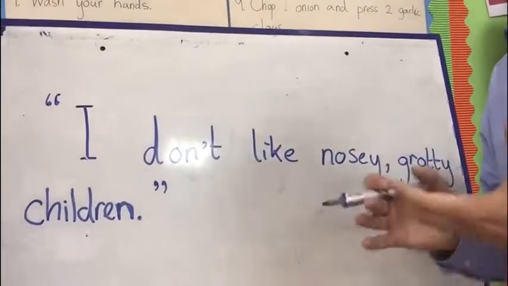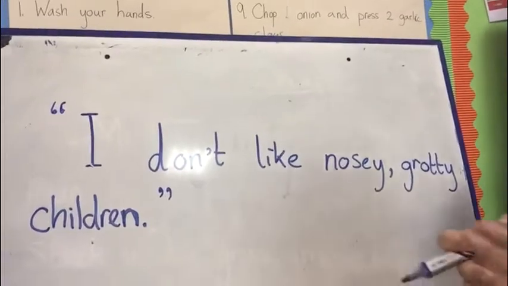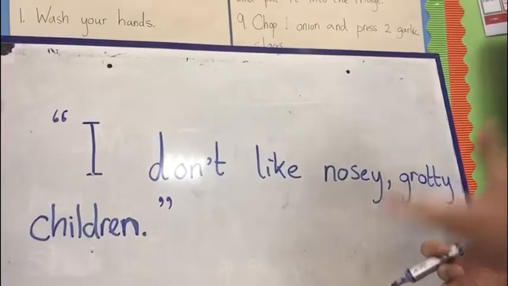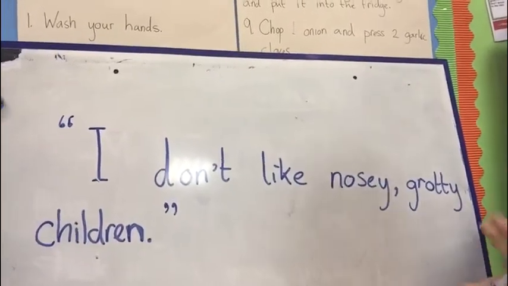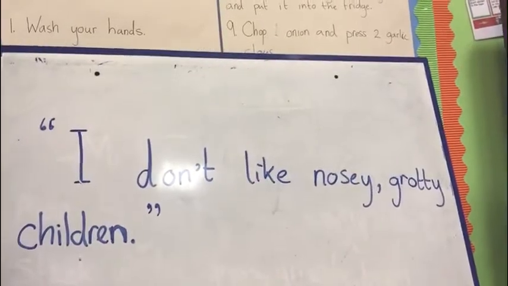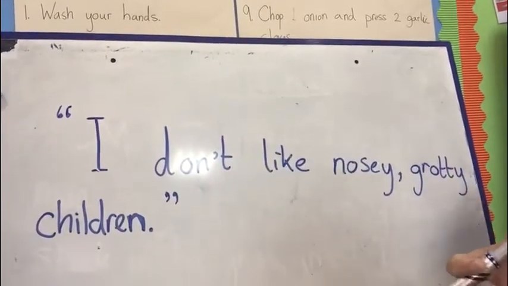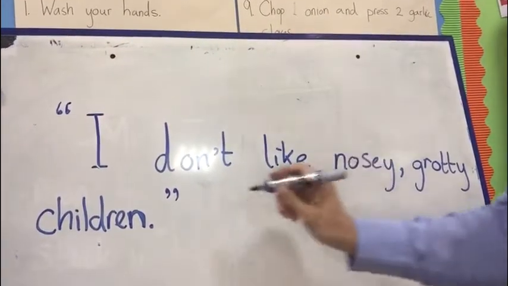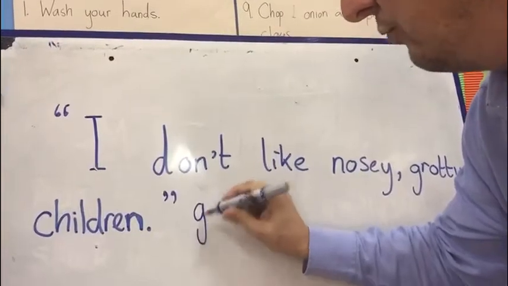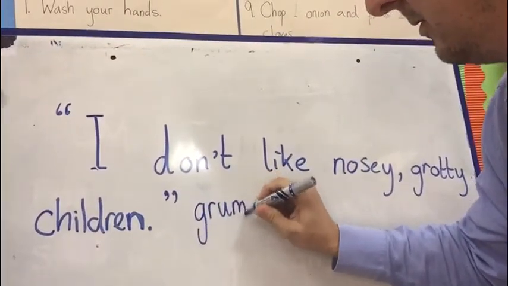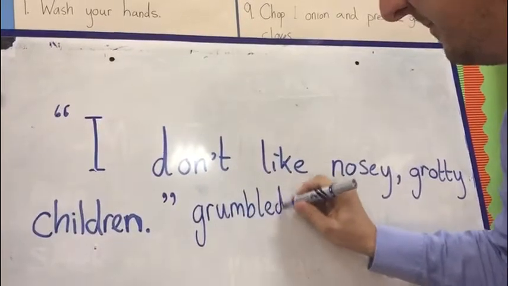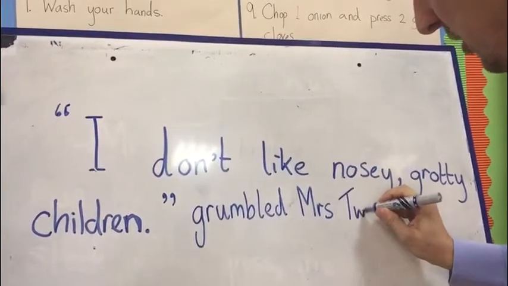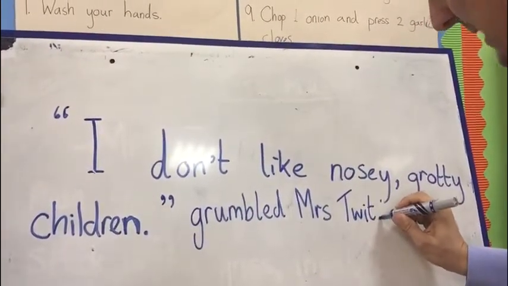Because the next thing we need to do is make sure we tell our reader who has spoken. And in this case, it was Mrs. Twit, so we'd say, said Mrs. Twit afterwards. Oh, we can do better, can't we? Exactly, Mr. Robinson, of course we can. If we think about what Mrs. Twit's doing, she's not just saying that, she's kind of grumbling about that. So let's put that into past tense and write grumbled Mrs. Twit, with a capital letter. And now we need a full stop because that is the end of our sentence.